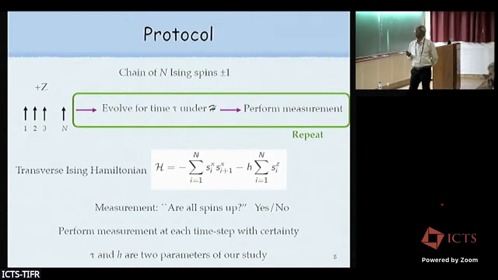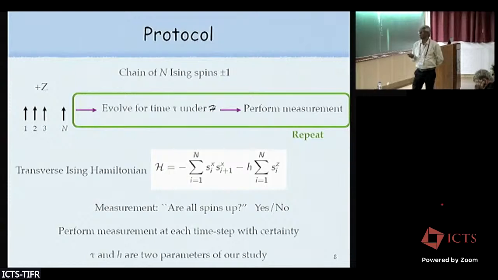The system we shall deal with is a chain of N Ising spins, plus or minus 1. Suppose I take a chain of Ising spins which are all up initially, all oriented in the plus z direction. Then we let it evolve for some time interval tau under some Hamiltonian. This Hamiltonian is the transverse Ising Hamiltonian, which contains nearest neighbor interaction in the x direction and a field in the transverse direction, field strength being h. After this evolution, we perform a measurement. The measurement is: are all spins up? This measurement will give me a binary answer, yes or no.